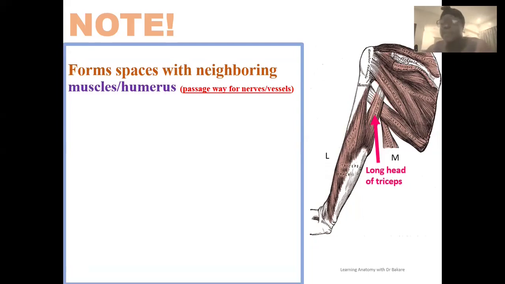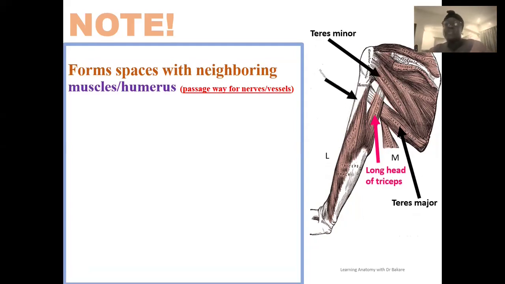Now let's look at the neighboring muscles. This is the teres major muscle. Then if you go more superiorly above here, we have the teres minor muscle. And this is where we have the humerus. So if you look at these two muscles and also the humerus and the relationship that they have with the long head, they are creating spaces. And we say that these spaces are created for the passage of nerves and also vessels.